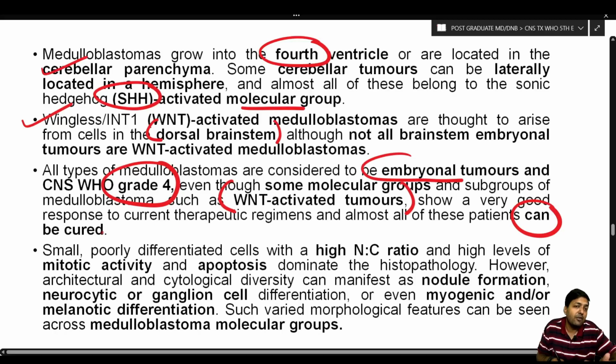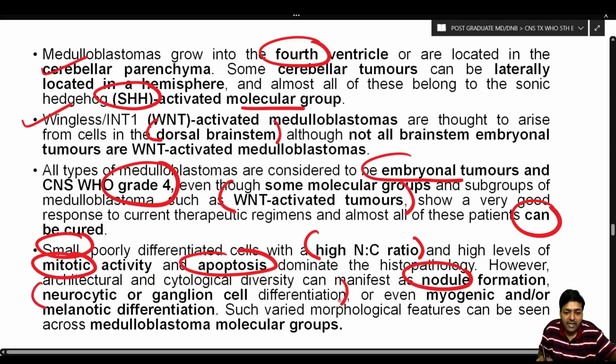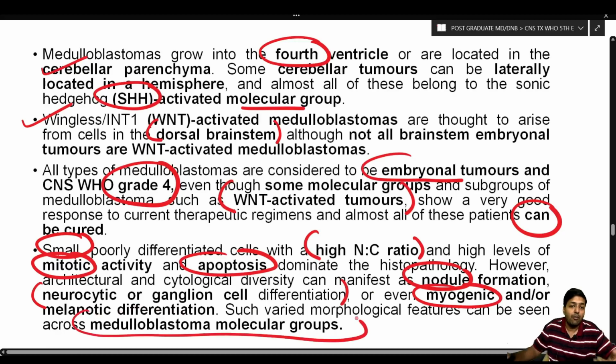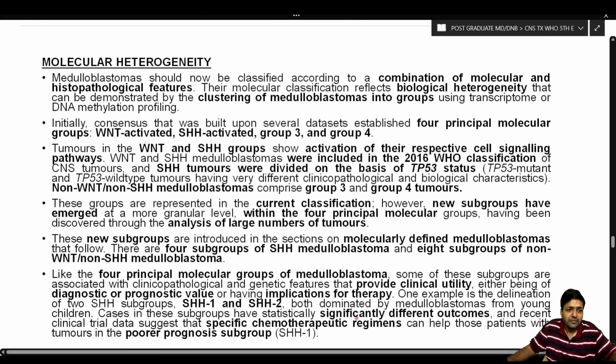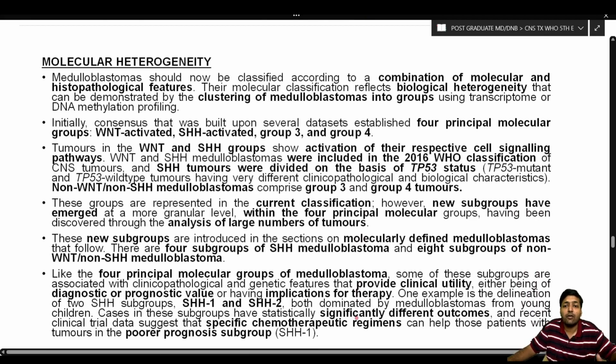Now, basically, if you see medulloblastoma, these are small, poorly differentiated cells with high NC ratio and high levels of mitotic activity and apoptosis that we are seeing. However, the architectural and cytological diversity can manifest histologically. There can be nodule formation, there can be neurocytic or ganglion cell-like differentiation, there can be even myogenic and or melanotic differentiation. Such varied morphological features can be seen across medulloblastoma molecular groups. Okay. Now we will look at the molecular heterogeneity.